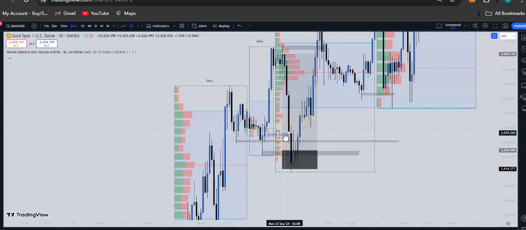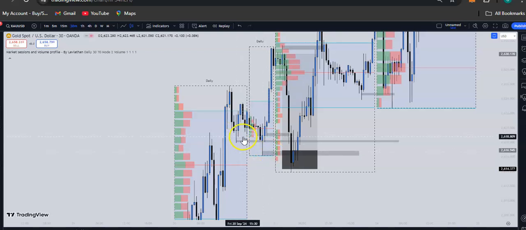that particular point, because we did get a QML right here. We did get a QML, and if we had to take our entry, we needed to use the demand zone below the QML. So that was the reason for it. Now this is it.